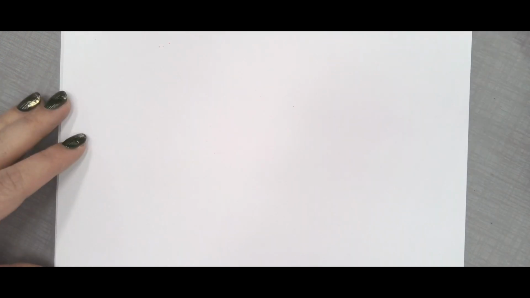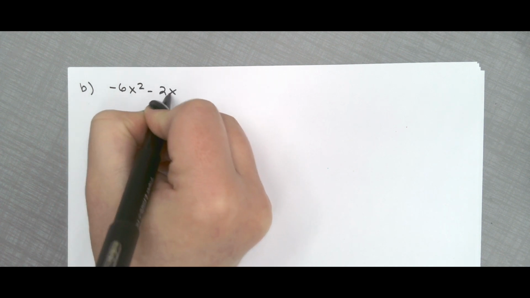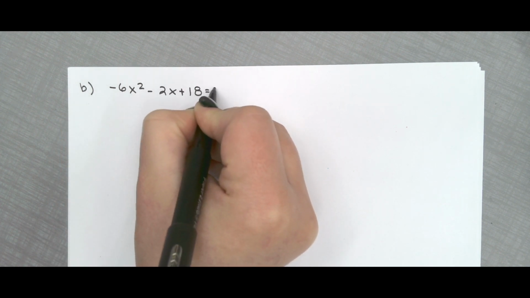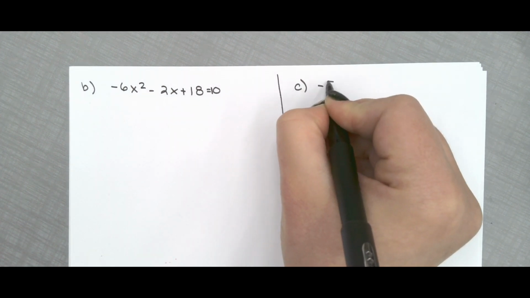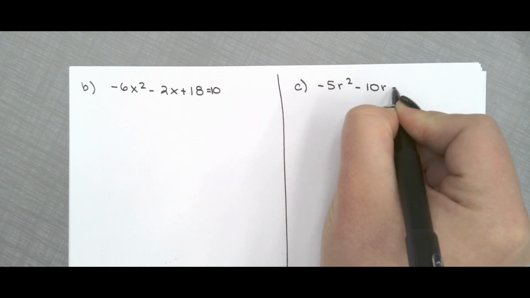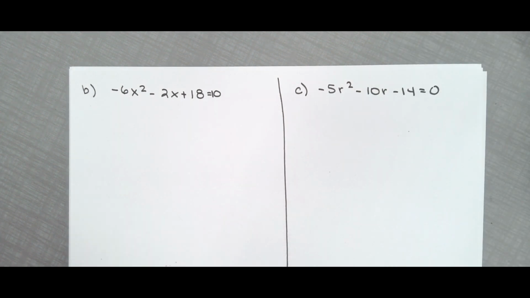Okay. Let's do 2 questions at the same time for the discriminant. And then this is going to go again rather quickly. I'm not going to be writing out the examples, so here's b. b is negative 6x squared minus 2x plus 18 is equal to 10. And then here's c. Negative 5r squared minus 10r minus 14 is equal to 0. And again, this is asking for determining how many solutions you will have. I'm going to pause here. Go ahead and start working. You can do both at the same time. You can do one at one time. It's your call.